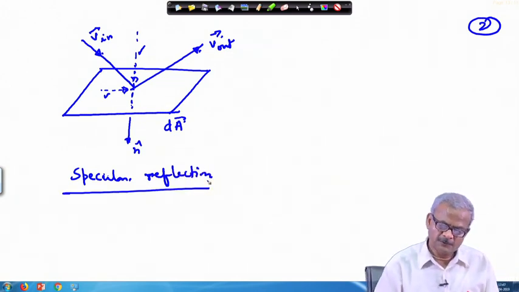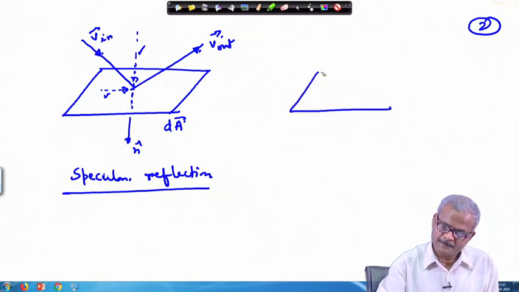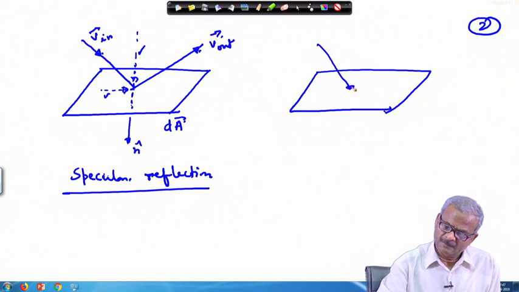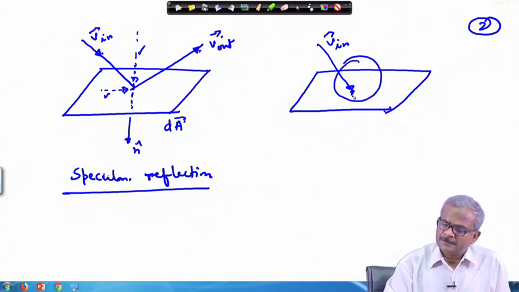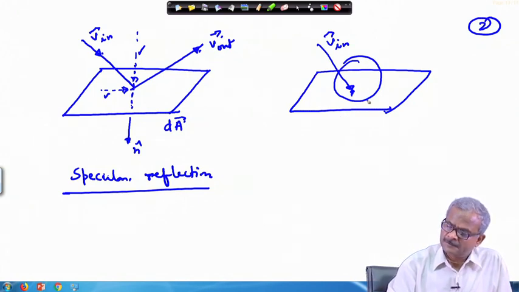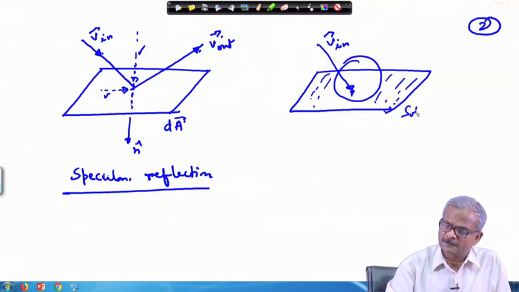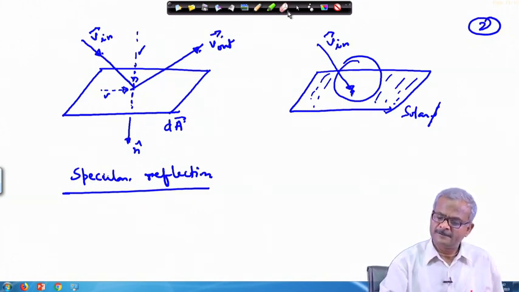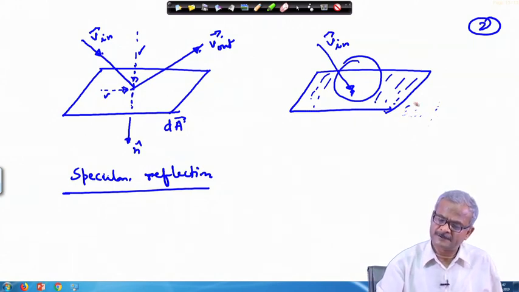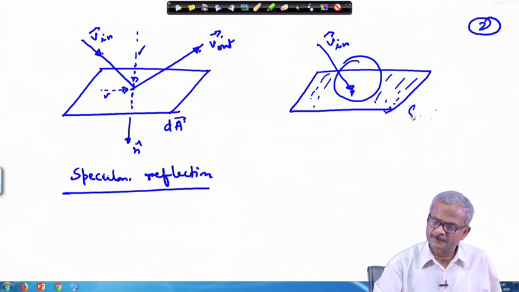On the other hand, we can also have the case where the particle is coming in, and thereafter it is absorbed in the top layer of the surface of the solar cell, or it may be your satellite body. So, let us take this to be a satellite body right now. Okay. So, this can be the satellite body.